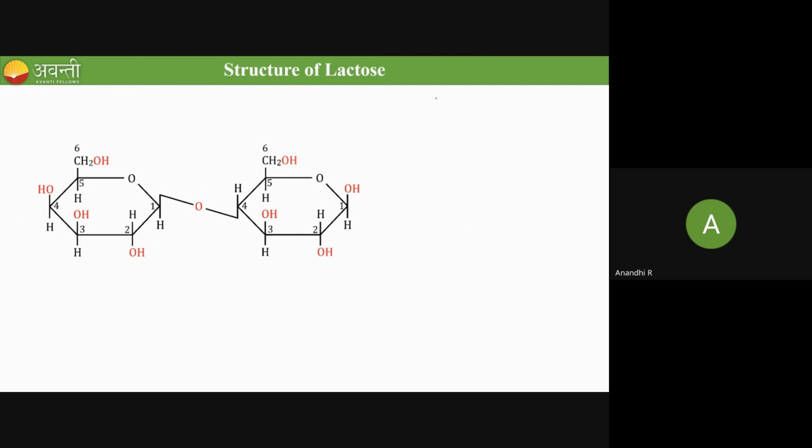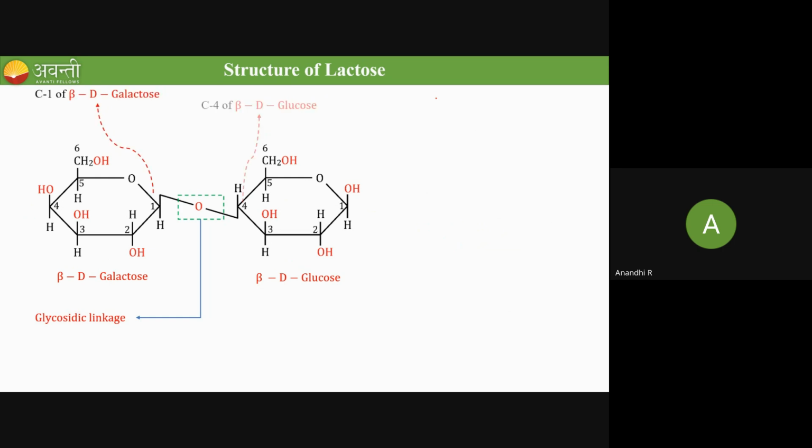lactose. So lactose is formed between beta D galactose and beta D glucose. Here two different monosaccharides are used. One is galactose, the other one is glucose. And also you see the glycosidic linkage. It is formed between C1 of the first molecule and the C4 of the second molecule. And you can see the link is in zigzag manner.